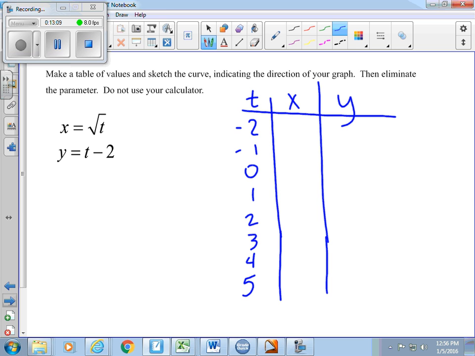For this particular problem, can I use negative t values? Why not? The x value is not defined, is it? So that's not going to give us a point, which in real world time makes sense. X at 0 would be 0. Y at 0 would be negative 2. X at 1 would be 1. 2, 0. 3, 1.